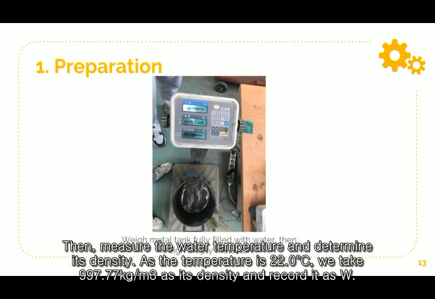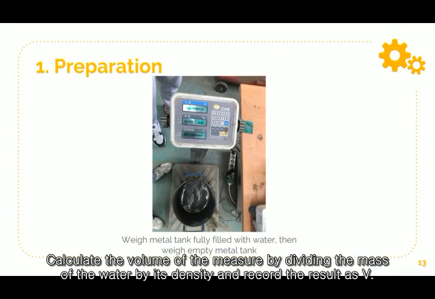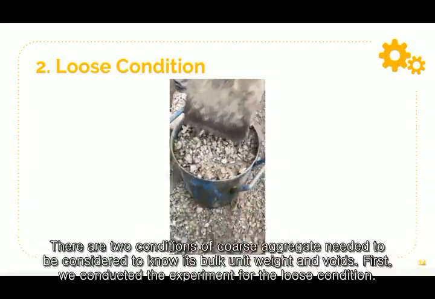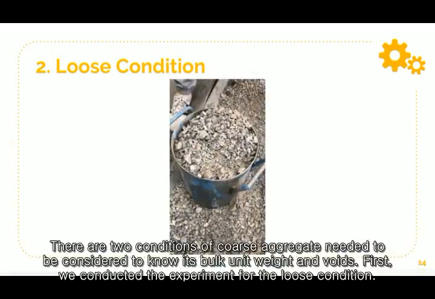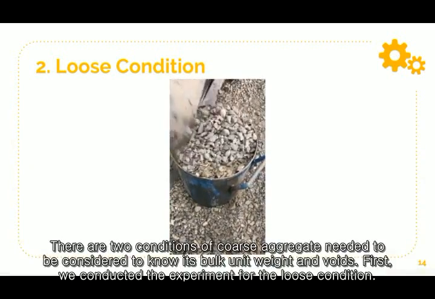As the temperature is 22.0 degrees Celsius, we take 997.77 kg per cubic meter as its density and record it as W. Calculate the volume of the measure by dividing the mass of the water by its density and record it as V. There are two conditions of coarse aggregate that need to be considered to know its bulk unit weight and voids.